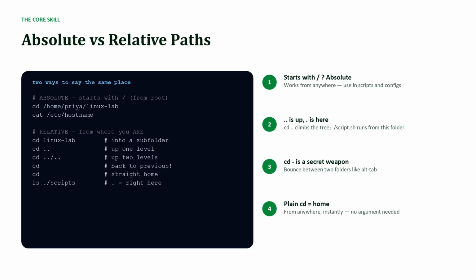Two gems most tutorials skip. cd - bounces you back to the previous folder, like Alt-Tab for directories, and plain cd with no argument teleports you home from anywhere. Practice these five moves for two minutes and navigation becomes automatic.